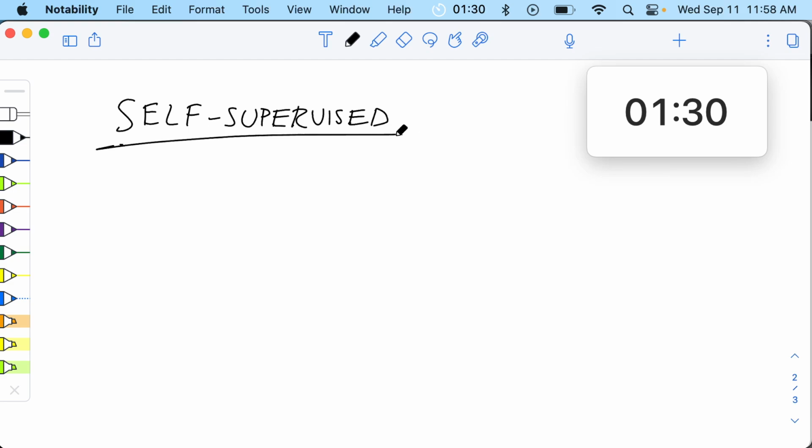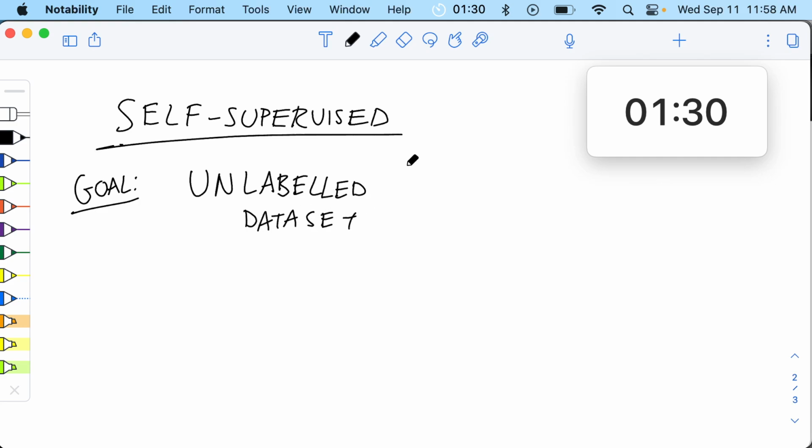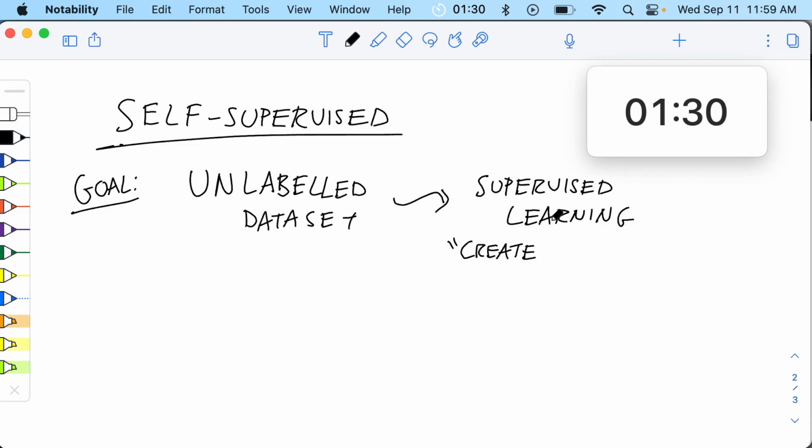Okay, and self-supervised learning is when you take an unlabeled data set, so you have a data set with no labels, and you convert it into a supervised learning problem. That is the goal. So we're going to have an unlabeled data set, and we're going to do some magic, and we're going to convert it into a supervised learning problem. So we're going to create some labels somehow, and we're going to quote unquote create the labels.